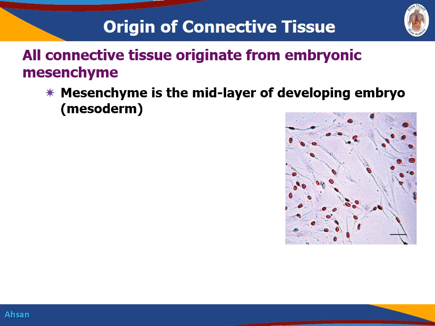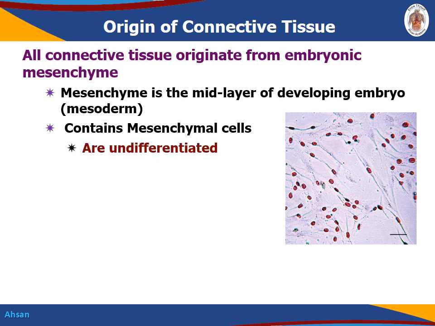known as mesoderm and mesenchyme. It contains the mesenchymal cells. These are undifferentiated cells, means they are not mature. They can differentiate into any forms like fibroblast or other cells.